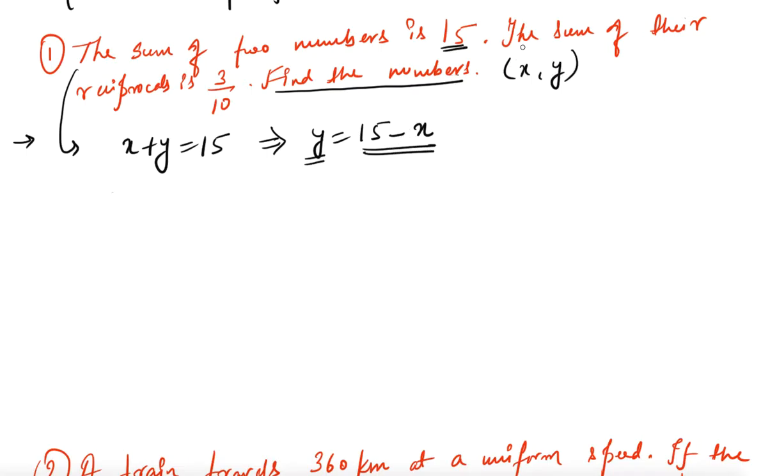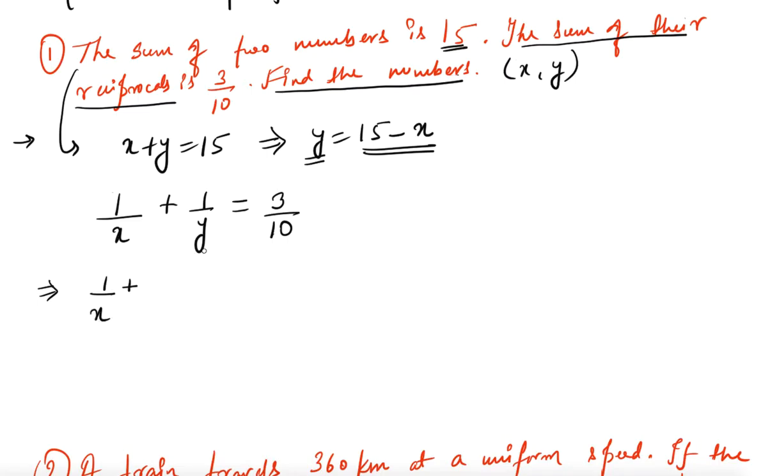Now the second statement says that the sum of their reciprocals is 3 by 10. So what will the reciprocals be? The reciprocal of x will be 1 by x, and the reciprocal of y will be 1 by y. The sum of their reciprocals is 3 by 10. Now I will substitute the value of y as 15 minus x from the first statement. So what will I get? 1 by (15 minus x) plus 1 by x is equal to 3 by 10.